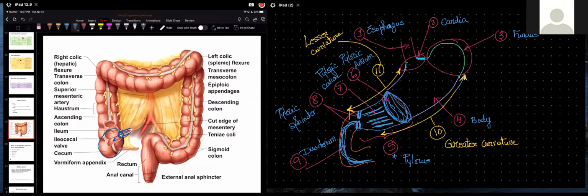I have a valve that allows a unidirectional movement. Here you don't want to have feces moving back from the large intestine to your small intestine. You want only to allow a unidirectional movement here from the small intestine, from the ileum to the cecum, and not going backwards from the cecum to the ileum.